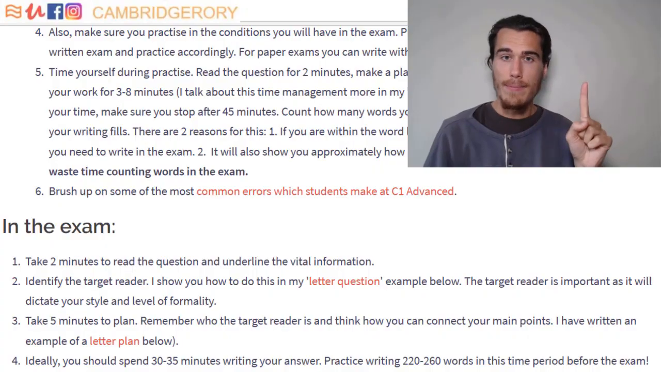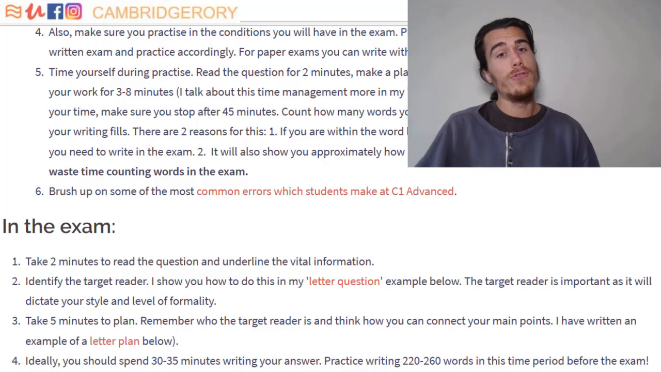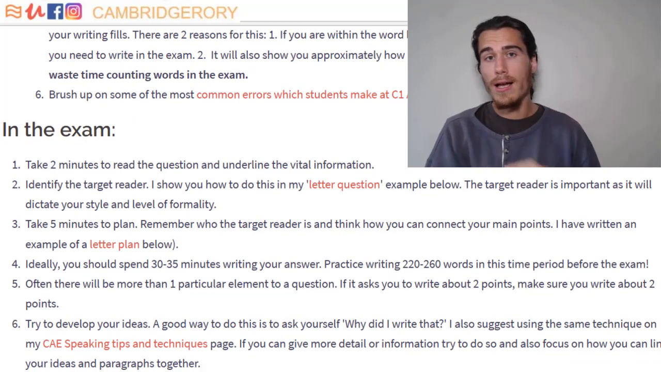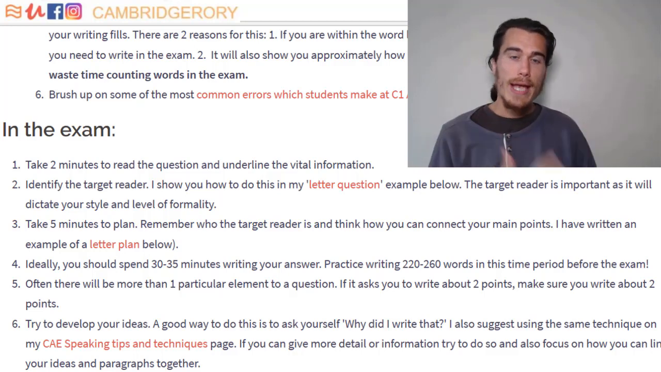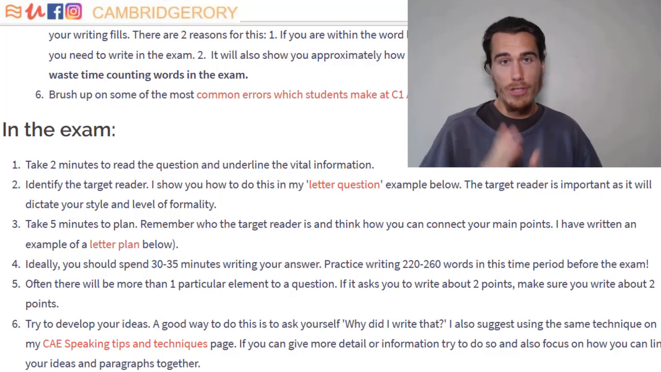Great, now let's move on to my 8 points for in the exam. And the first few of these are connected to what I've already mentioned, so I will go through them very quickly for you. Tip number 1, take 2 minutes to read the question and underline the most important information. If you want to see me doing an example of this, check out my CAE letter page on my website.